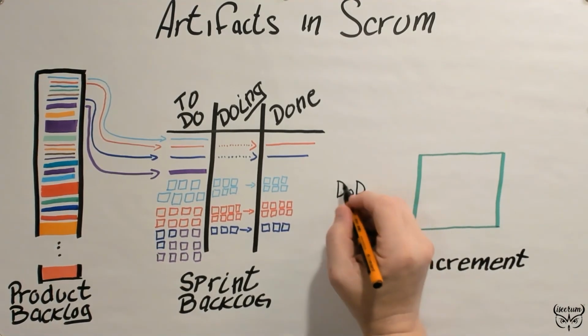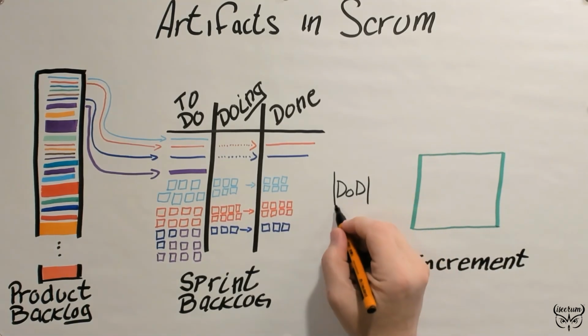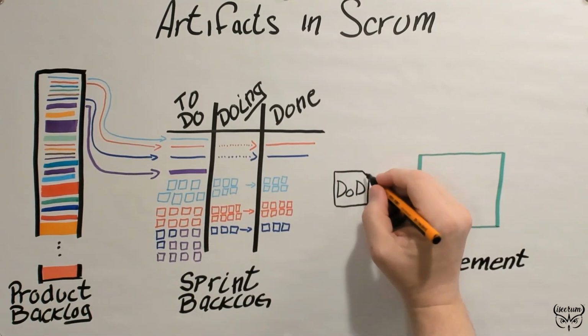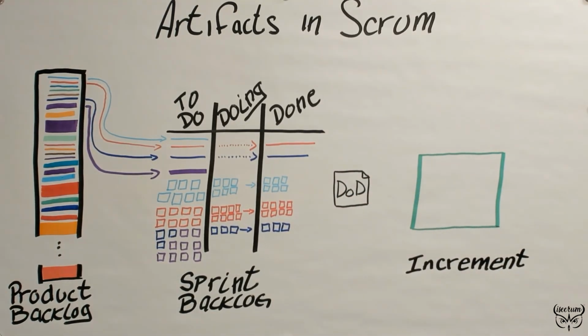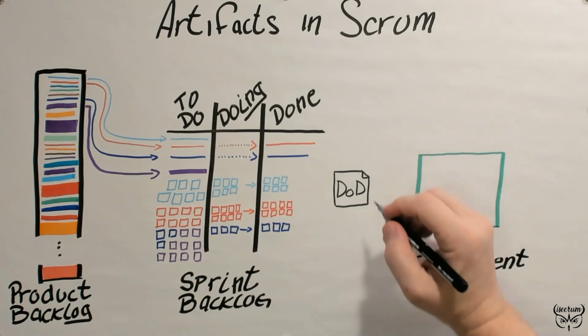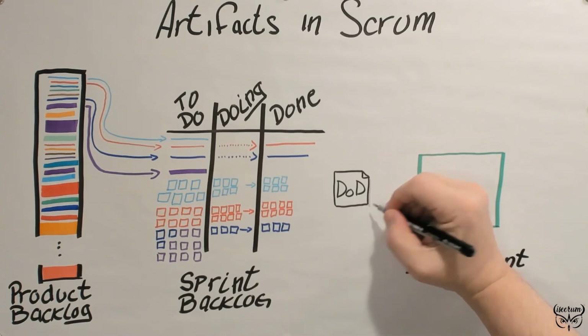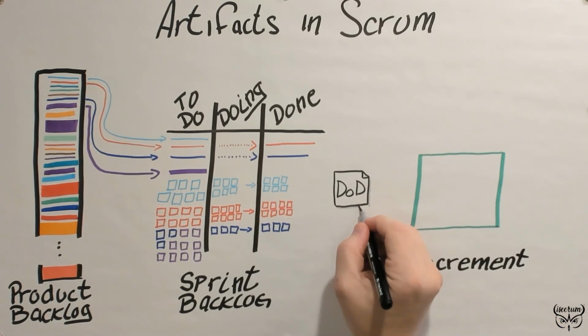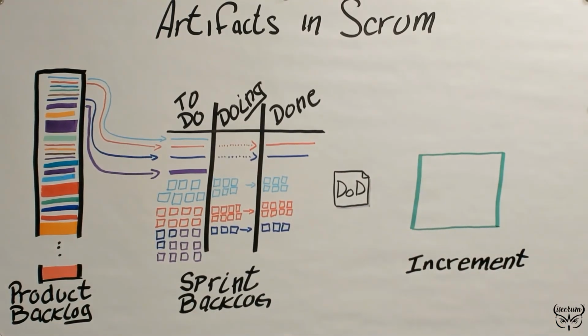So we need to actually make sure that the work that was completed in the sprint meets our guaranteed level of quality for our team. This level of quality is referred to as the definition of done. Here in this picture, we're showing the definition of done as a document called the DOD.